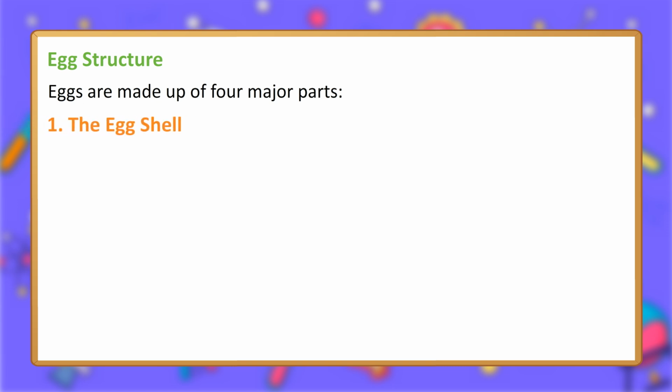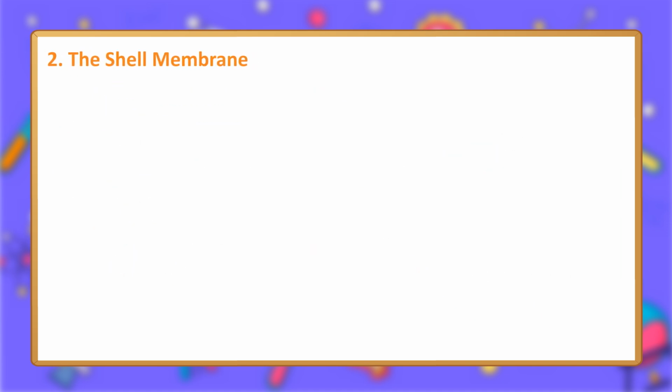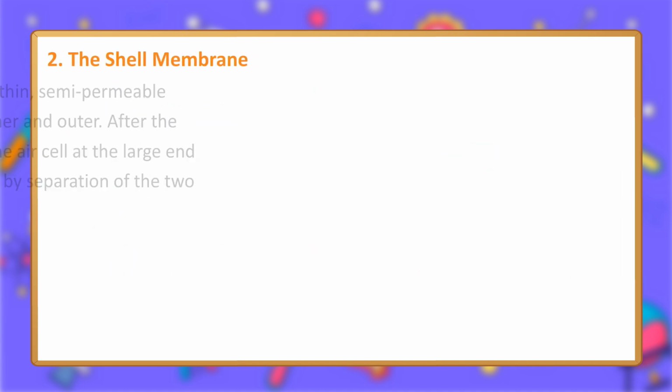1. The eggshell. An egg is covered with hard shell called eggshell. The shell of the egg is rigid but brittle, and protects the contents of the egg. The shell makes up 11% of the weight of the entire egg. Egg structure. Albumin, egg whites. Inner membrane. Air cell. Outer membrane. Yolk. Shell. 2. The shell membrane.